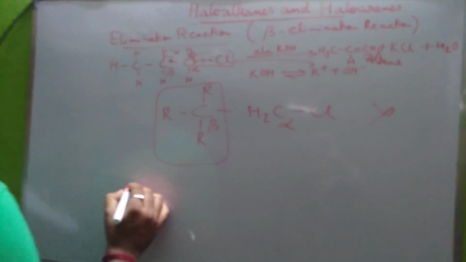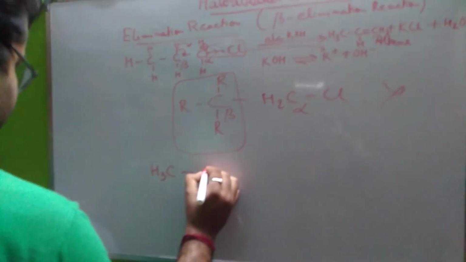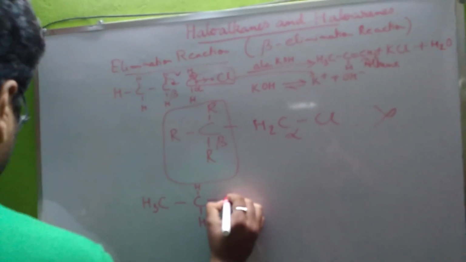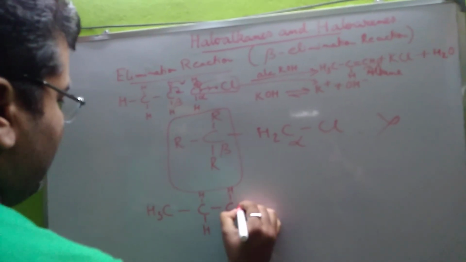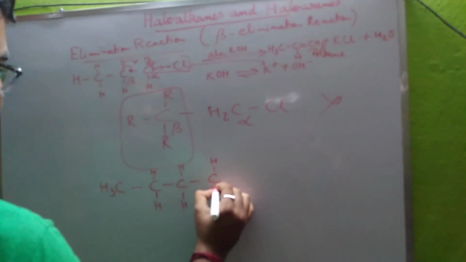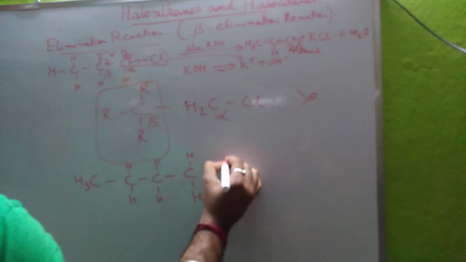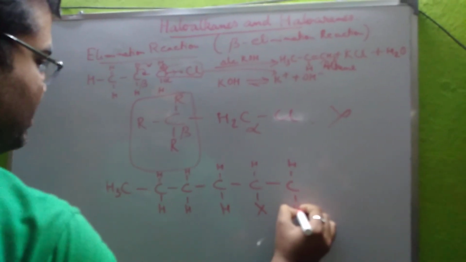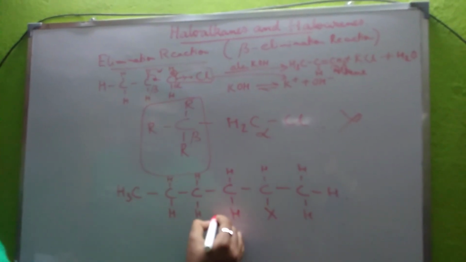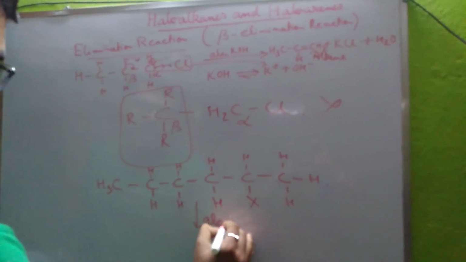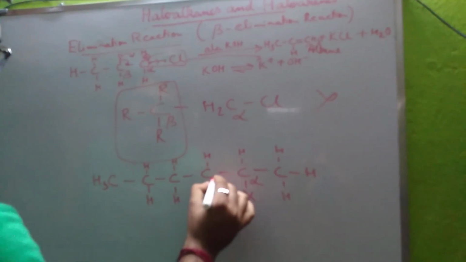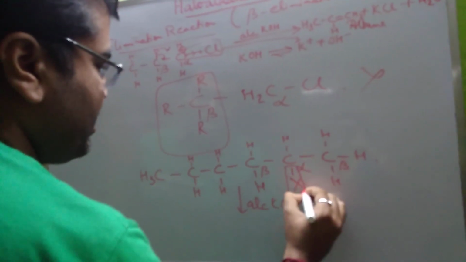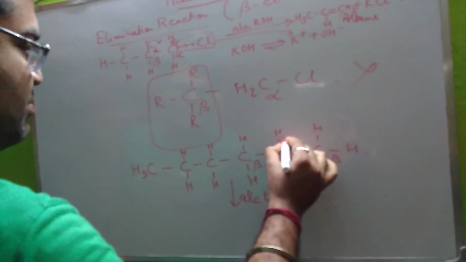Now let us discuss one more thing over here. Suppose I have given you CH3, CH, again there is CH and H. After this there is CH, over here is H. Now over here comes a halogen. After that there is H, H and H. And I say react this with alcoholic KOH. So what will happen? This is the alpha carbon, next to this is the beta, and this is also beta. So X will go out along with the bonded electrons, and a plus charge will come over here.